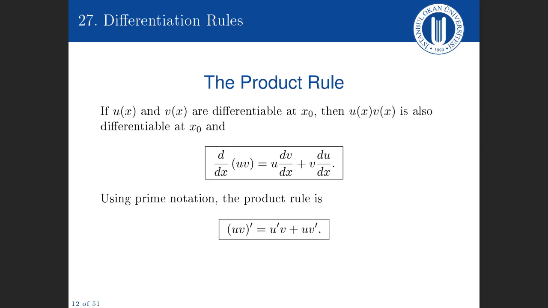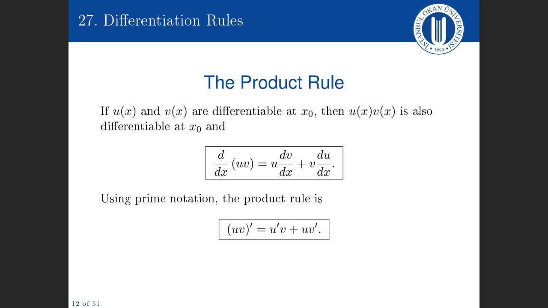Our next rule is called the product rule, and that's the rule we use if we have two functions multiplied together. If u(x) and v(x) are differentiable at a point x0, then their product, u multiplied by v, is also differentiable at this point x0. And the rule is that the derivative of uv is equal to u multiplied by the derivative of v plus v multiplied by the derivative of u. Or if we use prime notation, the derivative of uv is u prime v plus uv prime.